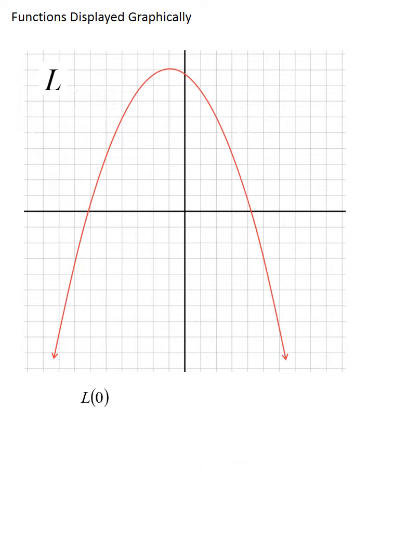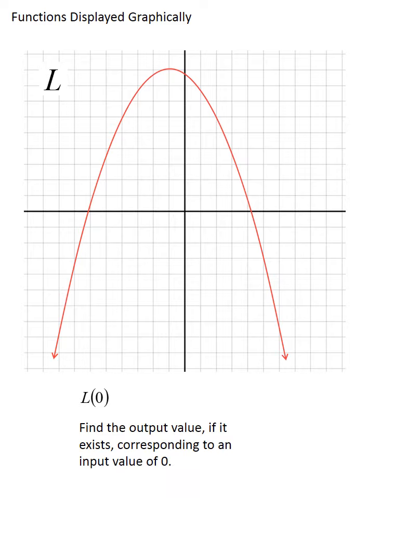Here's another one. Suppose we're asked for L of 0. Let's remember, this doesn't mean L times 0. That wouldn't make any sense. This means find the output value of the function L when the input is 0. Well, an input of 0 means that there would be an x-coordinate of 0. And where on a graph is the x-coordinate always 0? And the answer is on the y-axis. That's where the x-coordinate is 0.